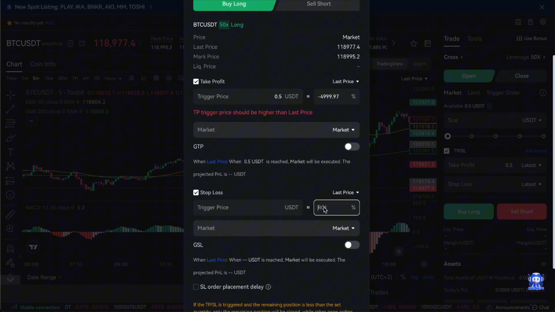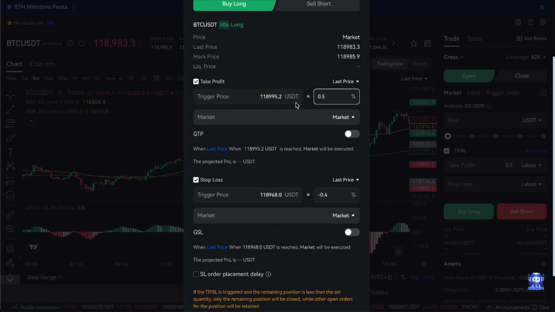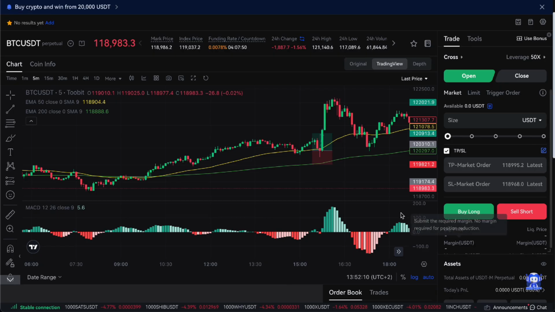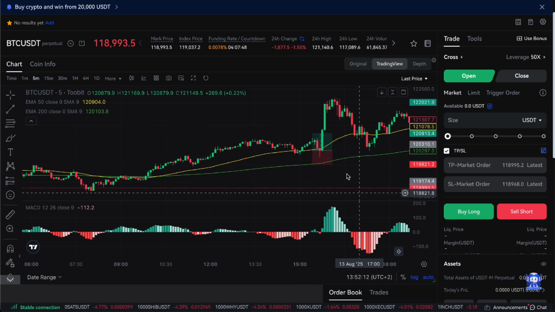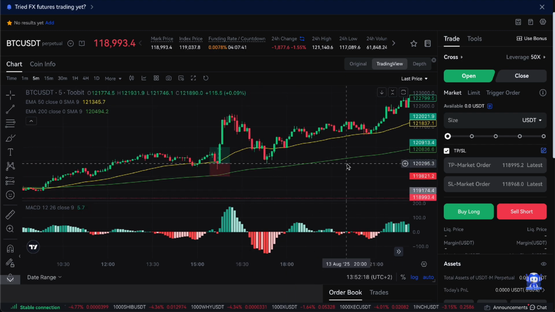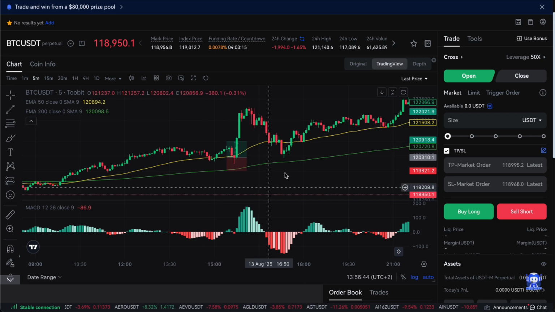Immediately, I set my stop loss at minus 0.4% to protect my position, and then I place my take profit at plus 0.5% using a limit order. You can see how quickly the platform responds. Everything executes smoothly, which is why having a reliable and fast exchange is so important for scalping. As the trade moves, I monitor it closely. If the price hits my take profit, I lock in the small gain, exactly as planned.